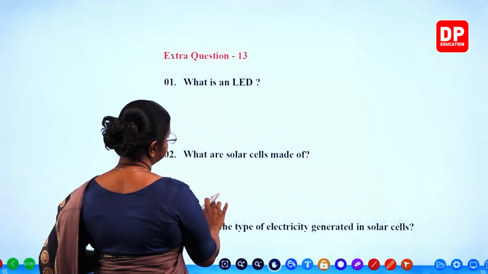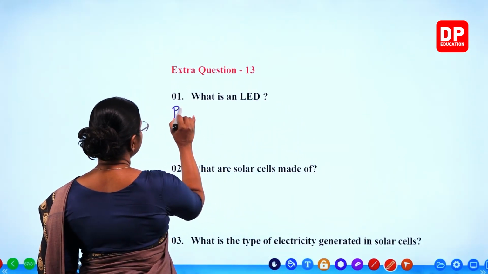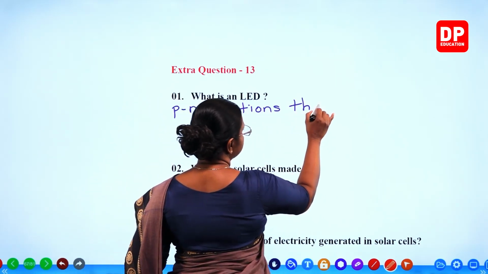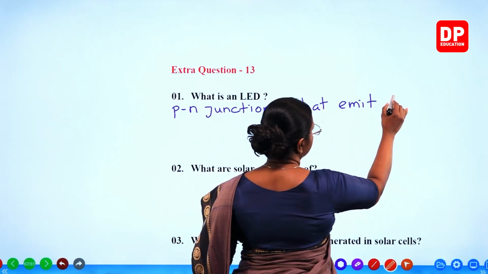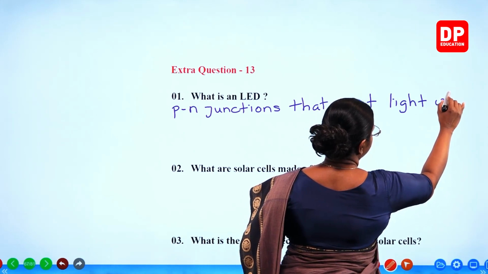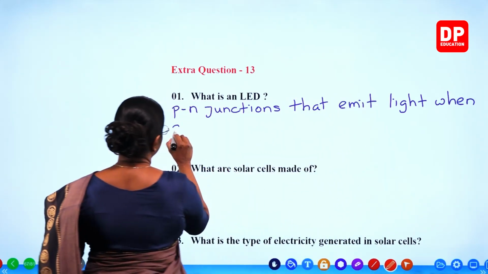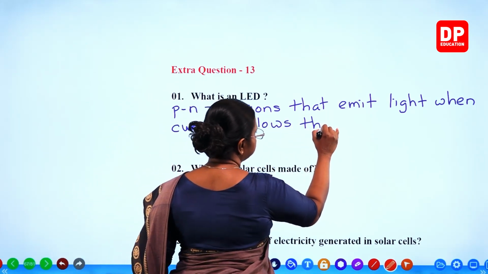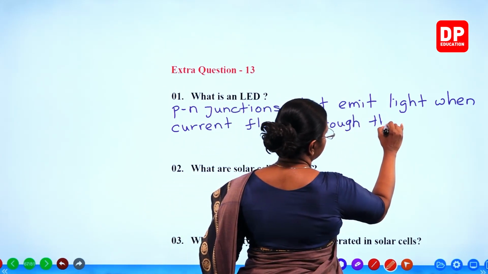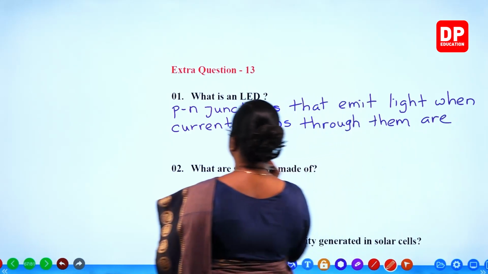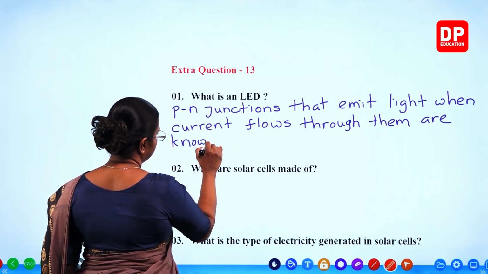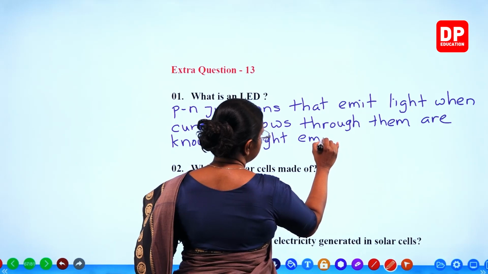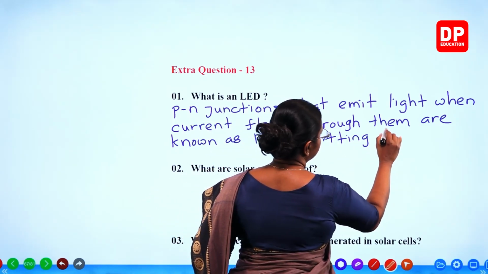So here you can say PN junctions that emit light when current flows through them are known as light emitting diodes.